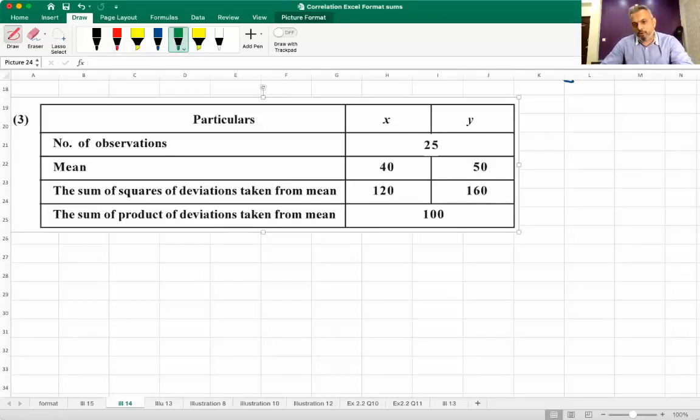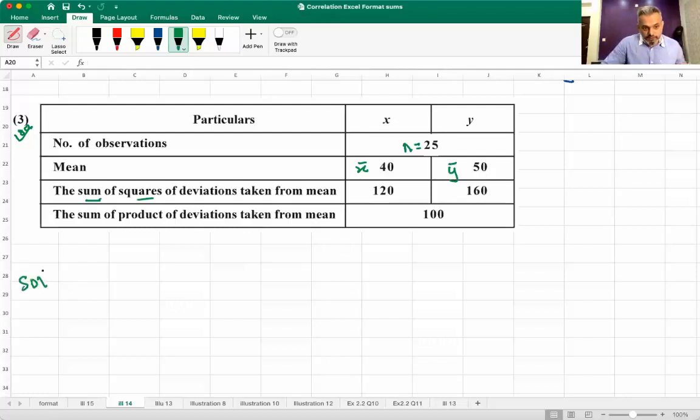Now, illustration number 14, question number 3 is important for exam. Number of observation 25. So you write with pencil, n is equal to 25. Mean for x observation, so x bar is 40, y bar is 50. Now please be careful because a statement is given, the sum of square total. So I'll write over here in solution. N is equal to 25. X bar is equal to 40. Y bar is equal to 50. Now I continue with the question.